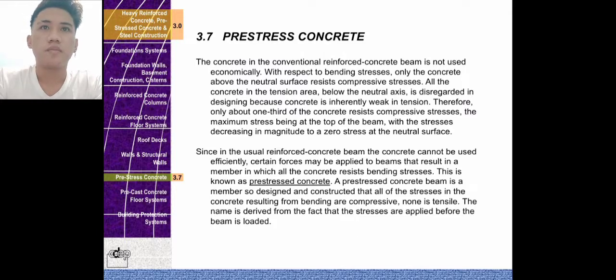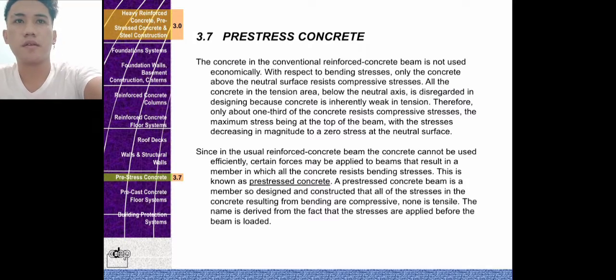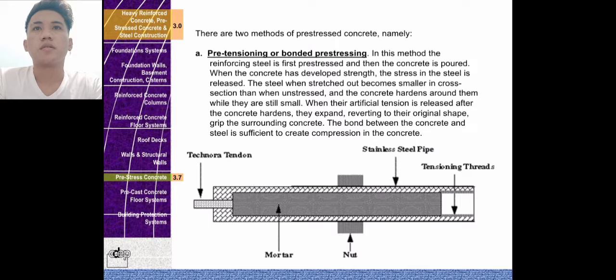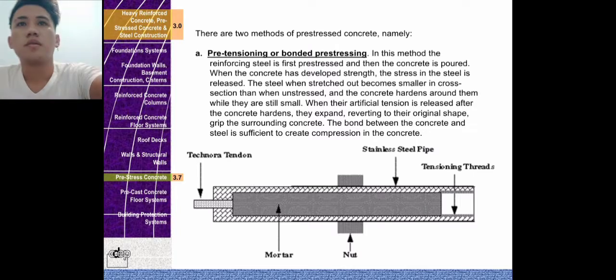A pre-stressed concrete beam is so designed and constructed that all the stresses in the concrete resulting from bending are compressive, that is, not tensile. The name is derived from the fact that stresses are applied before the beam is loaded. There are two methods of pre-stressed concrete, namely pre-tensioning or bonded pre-stressing.